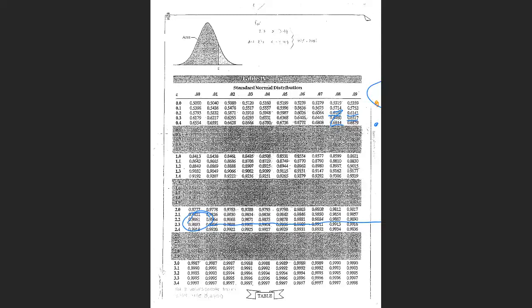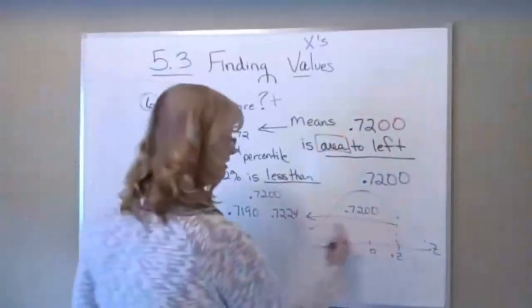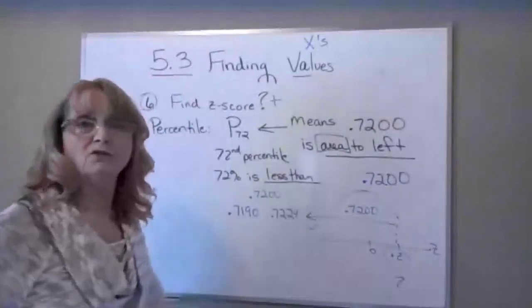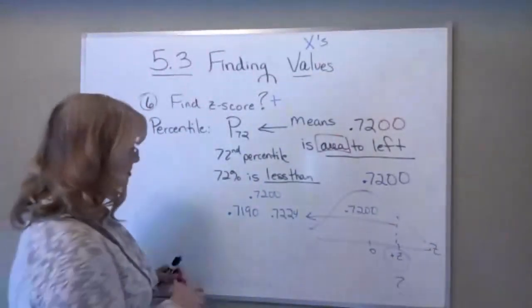So when I show the work, area to the left, looking for a z over here, a positive z. And I want the area to the left to be 0.7200. But the areas I found on either side were these two that I put up here, 7190 and 0.7224. So this is what I was looking for, and that's the question. What's the z-score associated with an area to the left? What z-score has 72% of the area to the left? So I was looking for this.